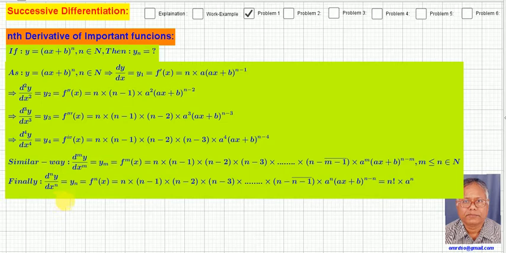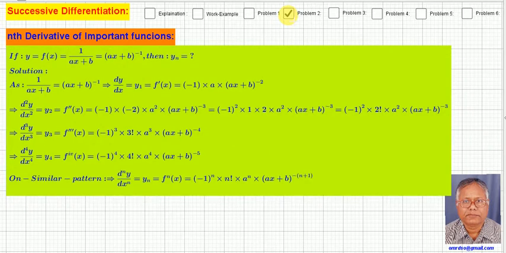On this basis, if you want to find the nth derivative, yn is equal to f^n(x), n into n minus 1, n minus 2, n minus 3, and at last n into n minus 1, that becomes 1 in fact, into a to the power n, ax plus b to the power n minus n, and factorial n into a to the power n, and that is the nth derivative. Right? Alright. Let us take another example.